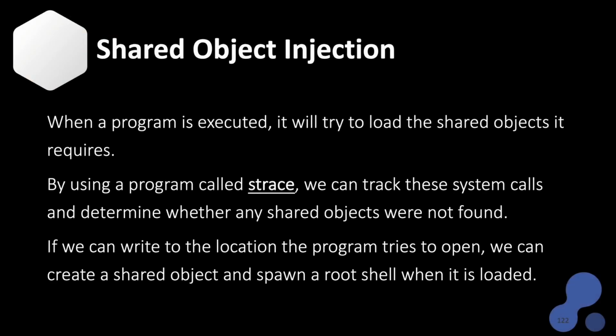When a program is executed, it will try to load the shared objects it requires. By using a program called strace, we can track these system calls and determine whether any shared objects were not found. If we can write to the location the program tries to open, we can create a shared object and spawn a root shell when it is loaded.